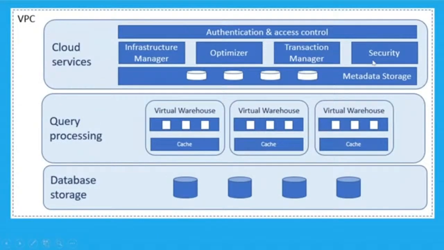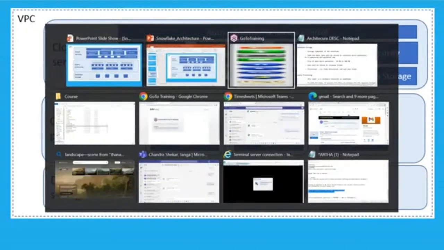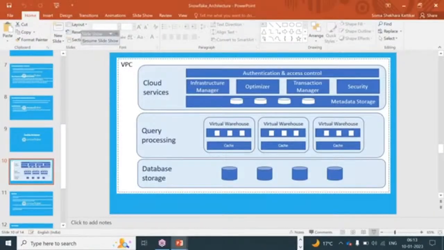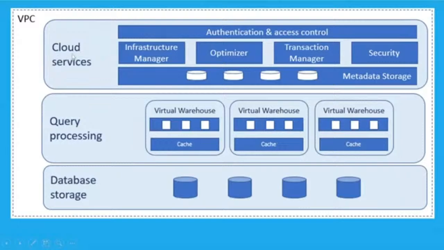Guys, we have three layers in Snowflake architecture. One is the cloud services layer. Another one is the query processing layer. The third one is the database storage layer. Let me repeat once again.